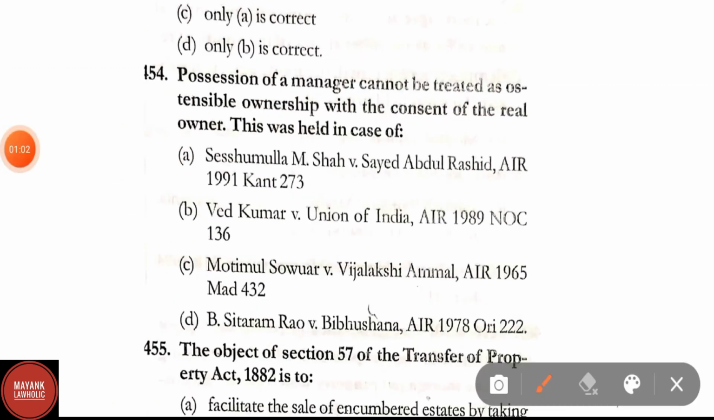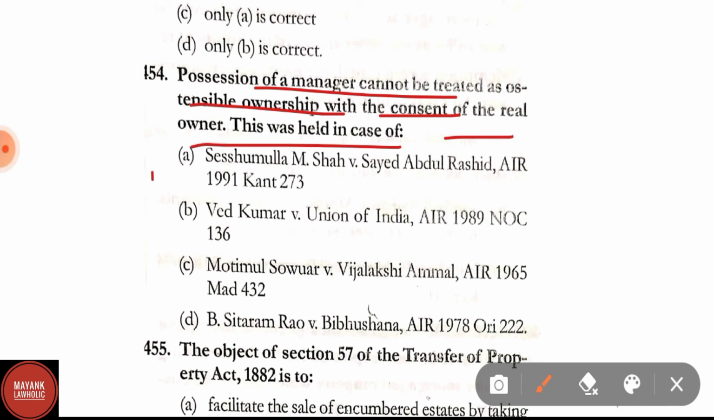Question number 454. Possession of a manager cannot be treated as ostensible ownership with the consent of the real owner. This was held in the case of Shishu Mullah versus M. Shah versus Sayyid Abdul Rashid, AIR 1991.